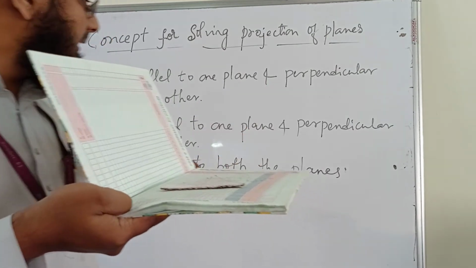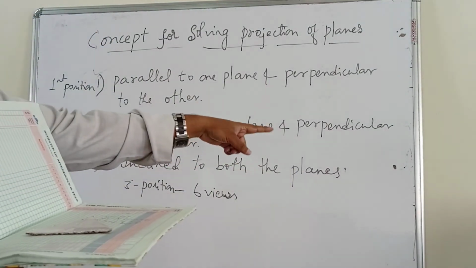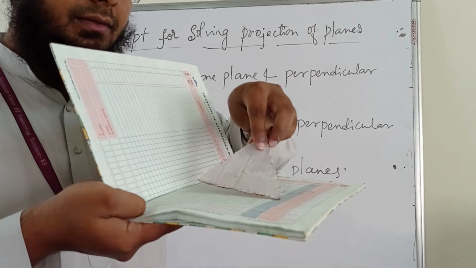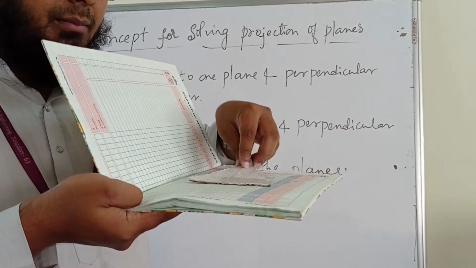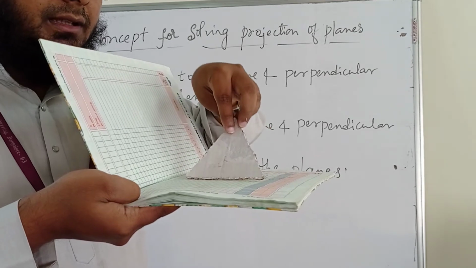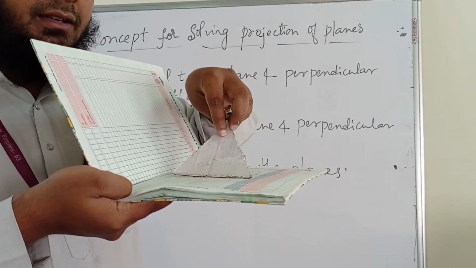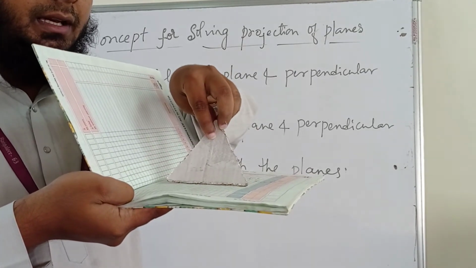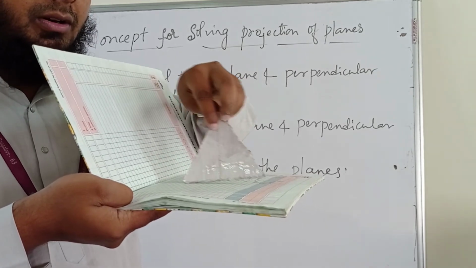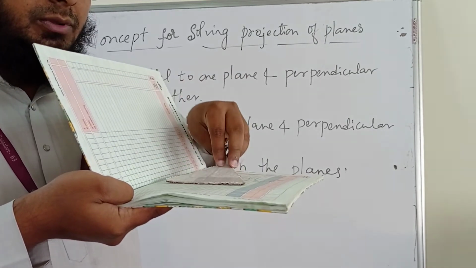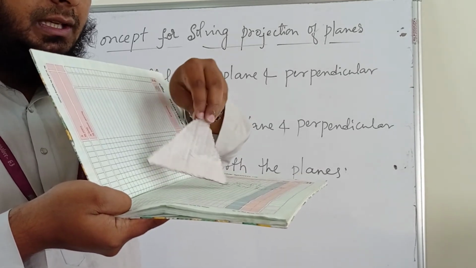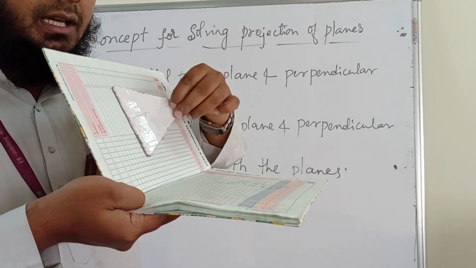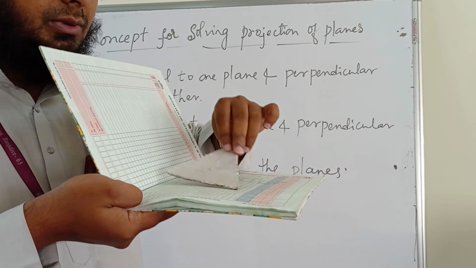Now the second concept, that is, inclined to one plane and perpendicular to the other. So what we can do here is incline it with respect to HP. In the second position you just see, I am tilting the lamina here. It is placed with respect to the edge and tilted at some angle, say 30 degree, 45 degree, 50 degree, 90 degree. So this is inclined to one plane and perpendicular to the other. You can see this is perpendicular to the VP. So in this position it is inclined to HP and perpendicular to the VP. Similarly, it can be inclined to the VP and perpendicular to the HP. So that's your second concept.